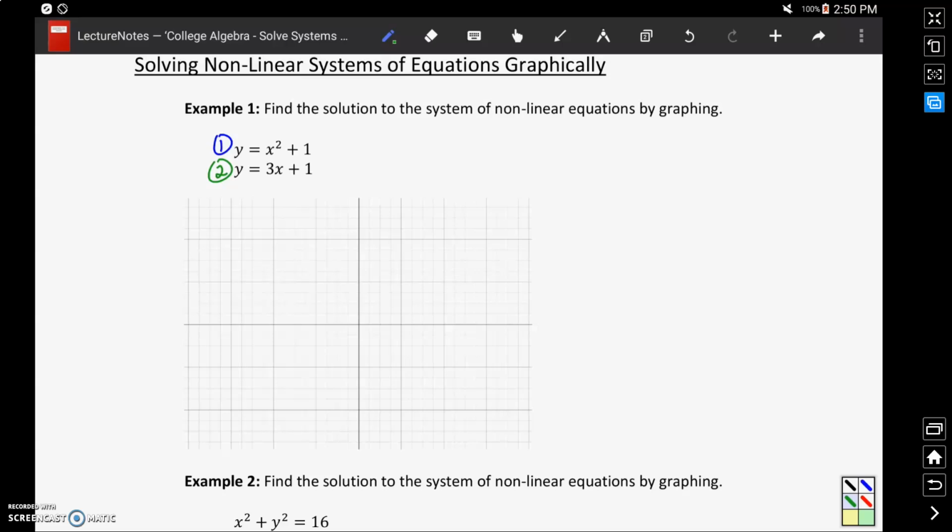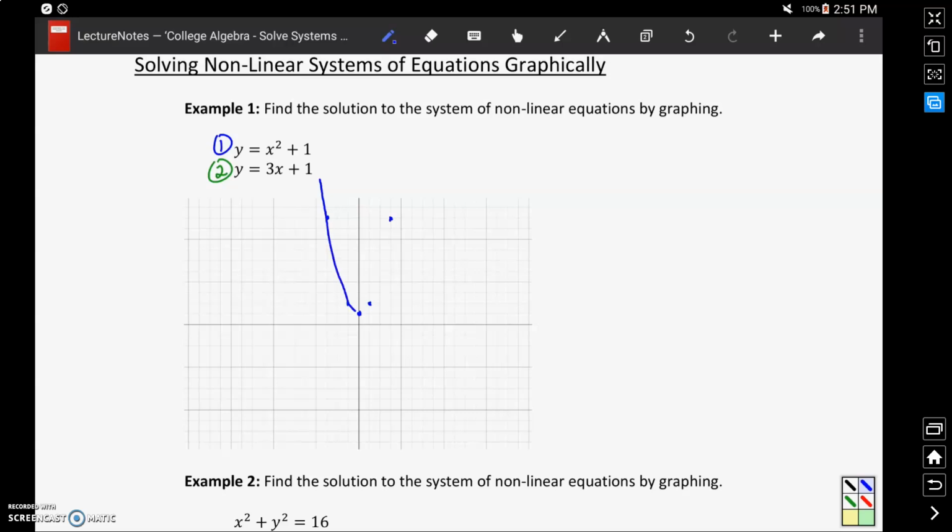We can start off in example 1 by labeling our two given equations as equation 1 and 2. Equation 1 is going to look like the graph of y equals x squared, but shifted up 1 unit. So we'll have points at 0, 1. When x is positive 1 or negative 1, we'll have values at 2. And if we skip to 3, we'll have values at 10, and at negative 3, positive 10.